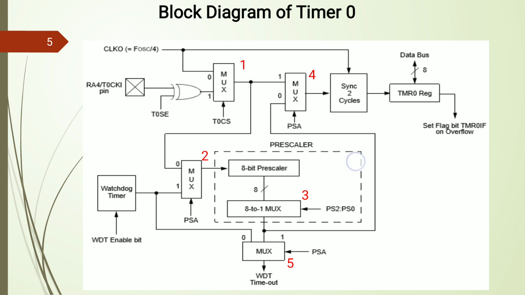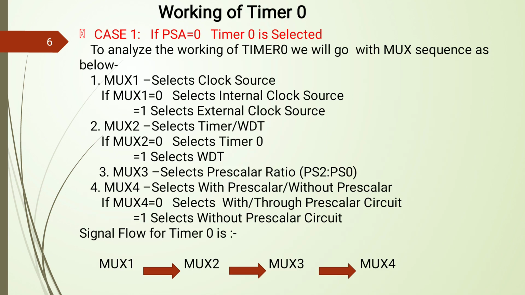After that we discuss case 2. So here the working of case 1 is there. PSA is equal to 0, so timer 0 is selected. Here some conditions are mentioned, that is mux 1 selects the clock source, mux 2 timer or watchdog timer, mux 3 prescaler ratio, mux 4 with prescaler or without prescaler, like that. And here one arrow is mentioned graphically, that is mux 1, mux 2, mux 3 and mux 4.